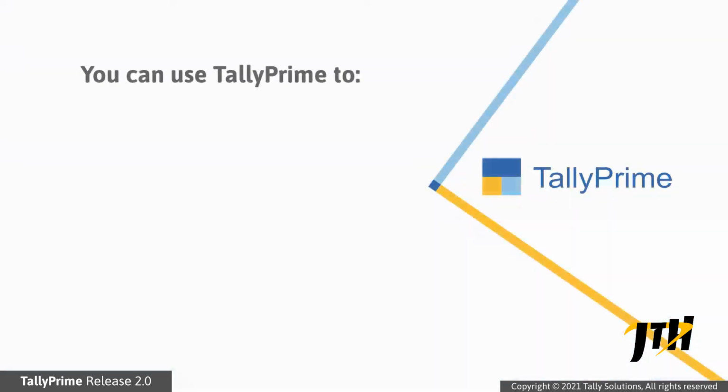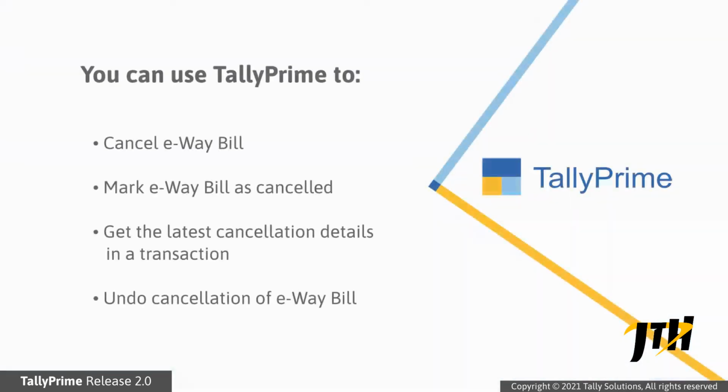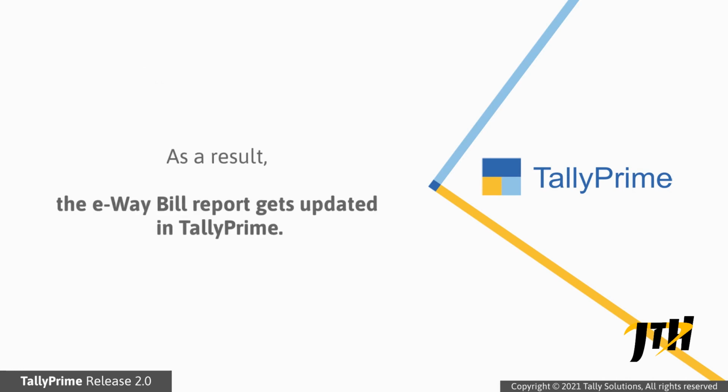As demonstrated, cancelling e-way bill in Tally Prime is a simple process, and you have the flexibility to use the Mark as Cancelled and Undo Cancellation options whenever needed. Moreover, for any transaction, you can get the latest e-way bill cancellation details from the e-way bill system to Tally Prime in a matter of seconds. Subsequently, your e-way bill report in Tally Prime will get updated.